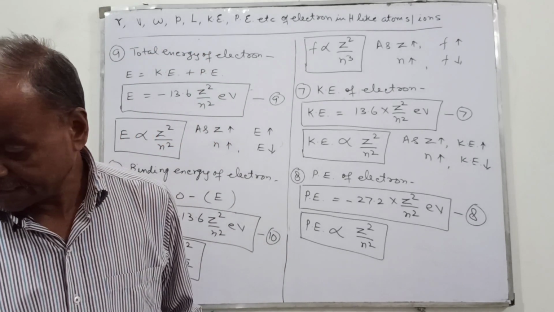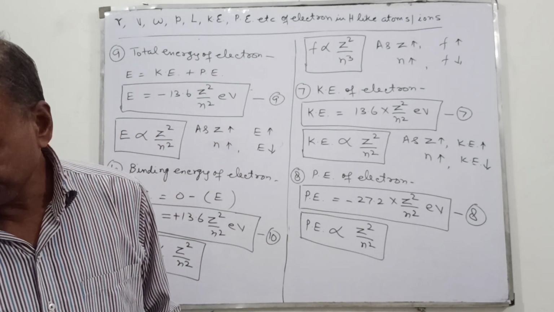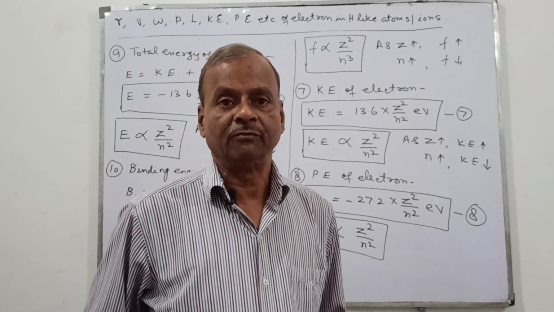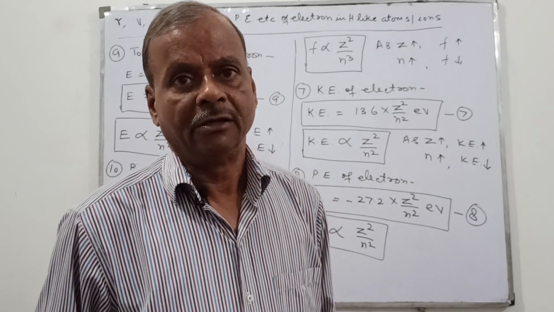So this is about the different physical quantities associated with the electron moving in the hydrogen like atom or the ions.